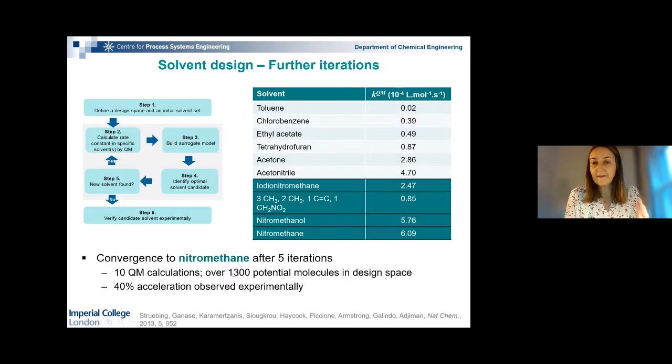So we've done only 10 quantum mechanical calculations by the end, even though we explored a space of over 1,000 potential solvents. And we have been able to verify this acceleration experimentally, and we get about 40% acceleration.